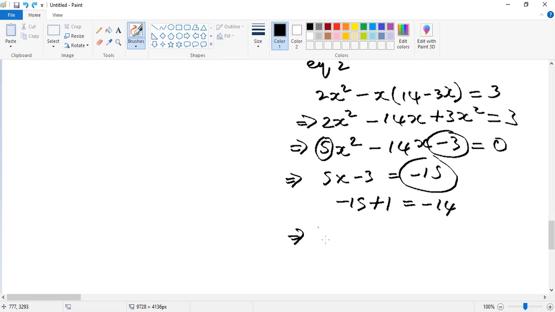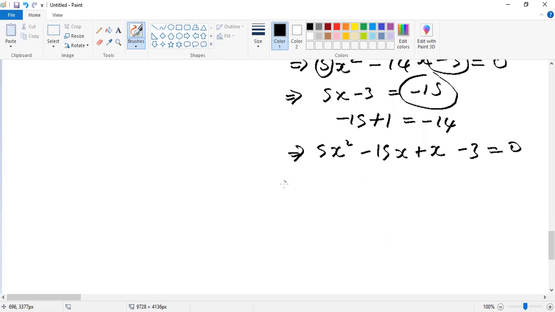All right, so this is 5x squared. Then we can put minus 15x plus x minus 3 equals 0. So we're replacing minus 14x with minus 15x plus x. Nothing new right here. Nothing new under the sun.